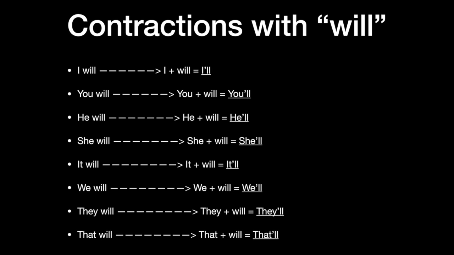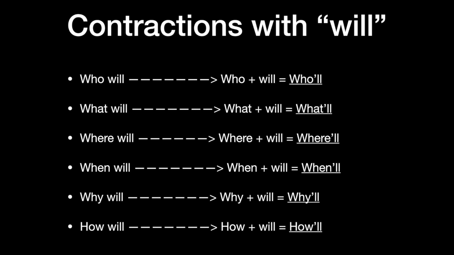Some more examples are, you will, you'll, he will, he'll, she will, she'll, it will, it'll, we will, we'll, they will, they'll, that will, that'll. For that last one, instead of saying, that will be great, you can say, that'll be great. So we have a lot of contractions with will. Here are just 6 more.